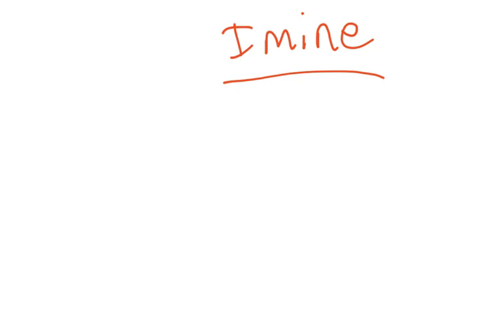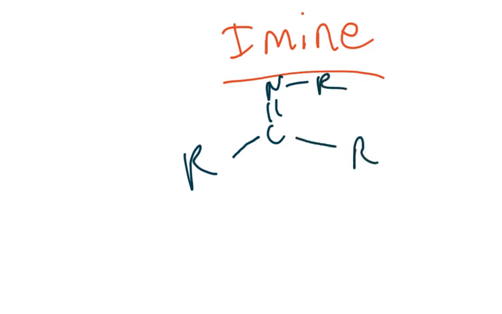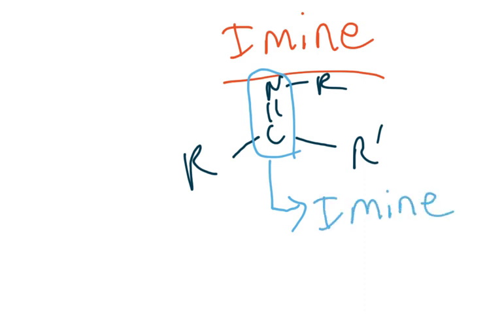Imine looks something like this. Basically, an imine is just a carbon double bonded to a nitrogen. So if we drew this carbon right here, double bonded to a nitrogen, this nitrogen can be bound to whatever, like an R group, let's say, and then we bind this carbon to another R group. This right here specifically is what makes this an imine functional group. All right, so that's that.